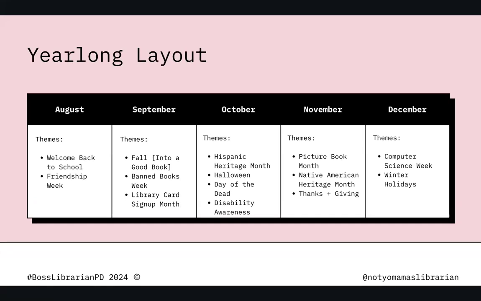And then one other thing that I saw pop up was Friendship Week. Then in September, we head into fall. We always think about fall as a theme, but that's also Banned Books Week and Library Card Sign Up Month. And then on the 15th of September, we all know that Hispanic Heritage Month starts, and so it rolls over into October, which also has Halloween and Day of the Dead, as well as Disability Awareness Month.